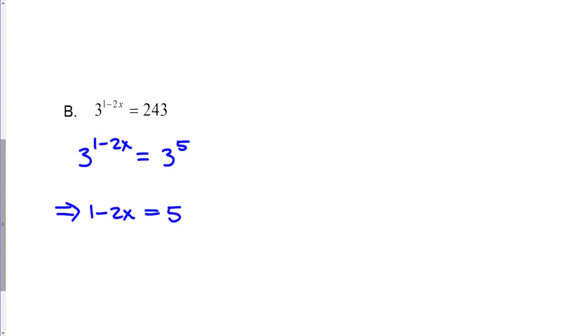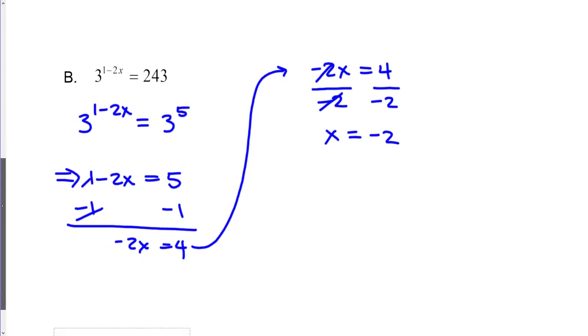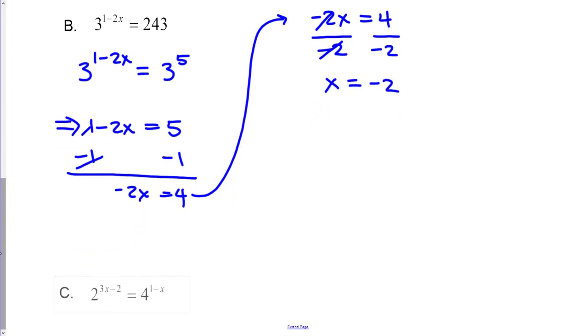So let me subtract 1 from both sides. So 1 minus 1 cancels, so I have negative 2x equals 4. And I'll bring it up here to finish this off. So negative 2x equals 4. If I divide both sides by negative 2, those cancel, and I get x equals negative 2 as a solution. And of course, you can go back and check that and show that it works, but certainly it does.